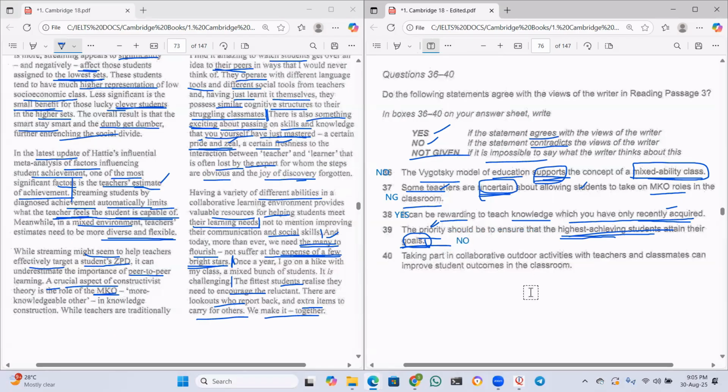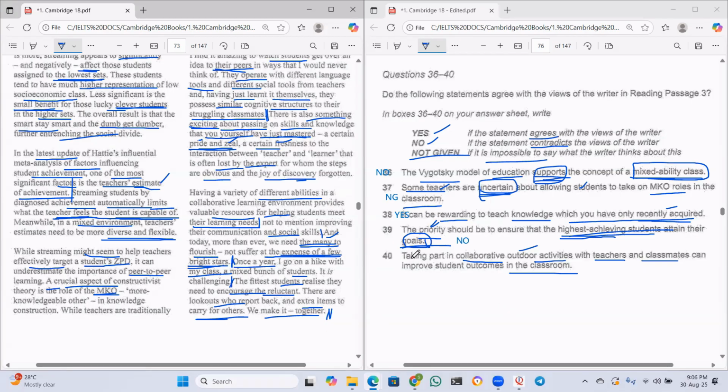Now the last one: taking part in collaborative outdoor activities with teachers and classmates can improve student outcomes in the classroom. Taking part in outdoor activities, I think it is given here. So once a year, I go on a hike with my class, a mixed bunch of students. It is challenging. The fittest students realize they need to encourage the reluctant. There are lookouts who report back and extra items to carry for others. We make it together.